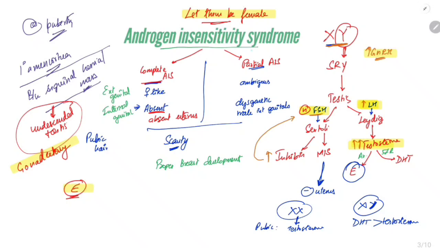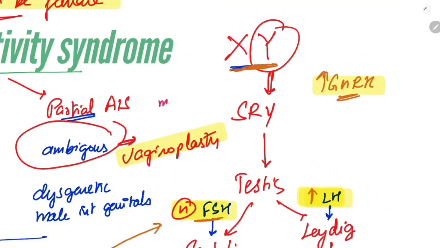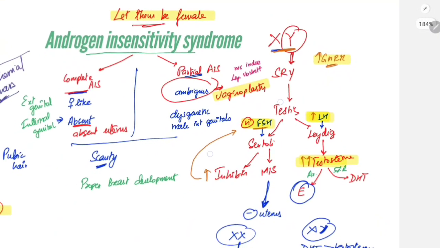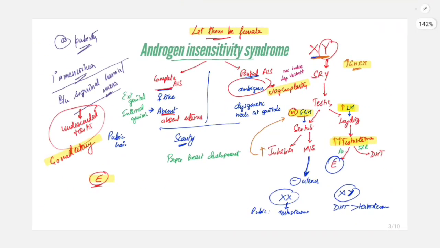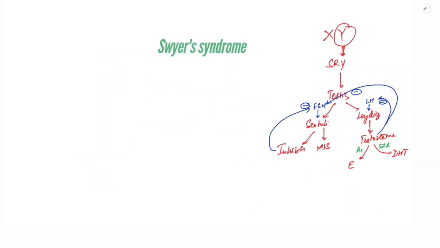In a partial AIS, they will present with ambiguous genitalia. So avangalukku we are going to do vaginoplasty. What is the name of vaginoplasty? It is McIndoe vaginoplasty or laparoscopic Vecchietti vaginoplasty. So this is all you need to know about androgen insensitivity syndrome. So next comes the Swyer syndrome.